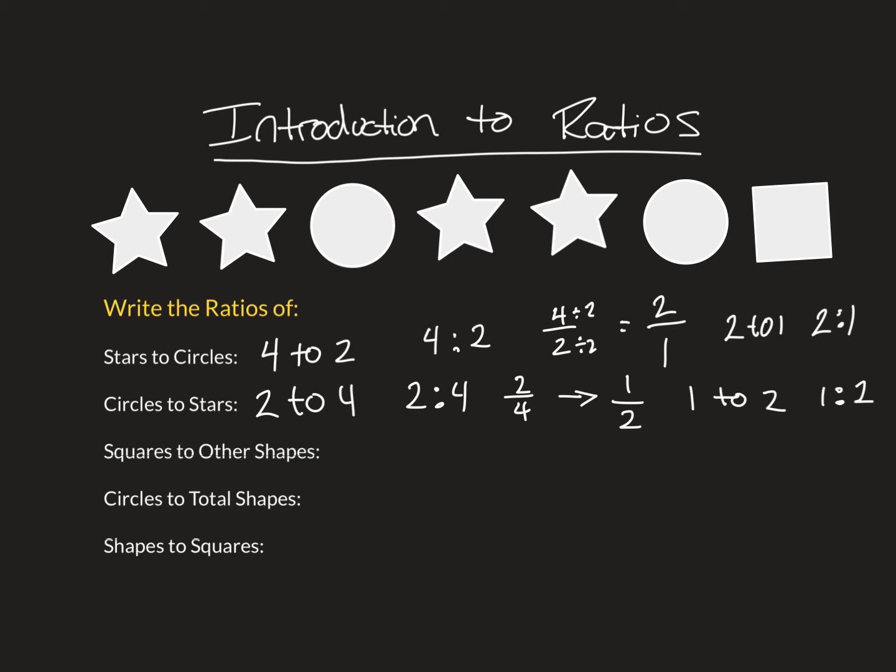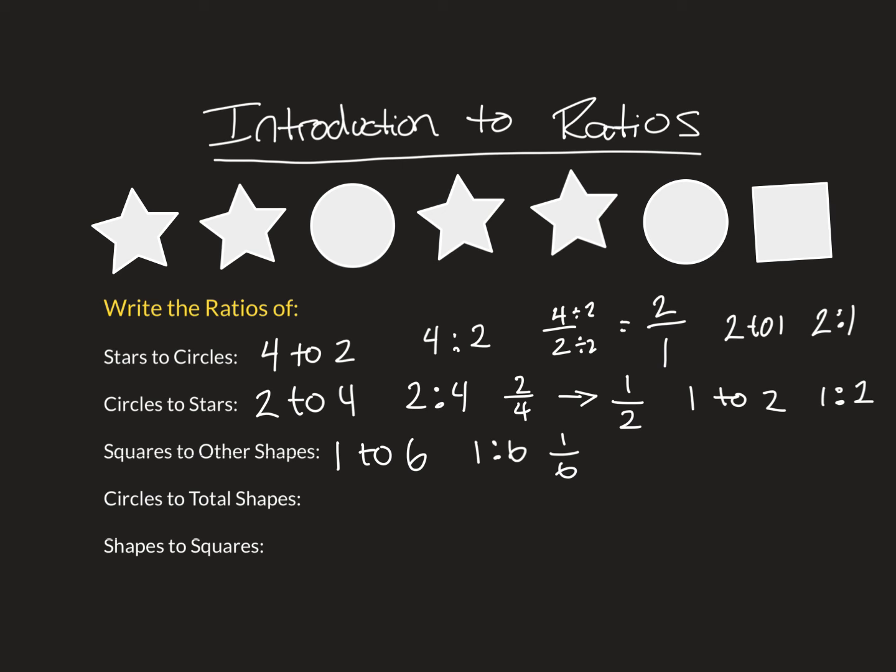Okay, so now let's look at this next one. It asks us to find the ratio of squares to other shapes. There's 1 square, and since it's asking for other shapes, I'm not going to include the square here. I'm going to count only the shapes other than the squares. So we have 1, 2, 3, 4, 5, 6 other shapes. So we have 1 to 6, 1 over 6.